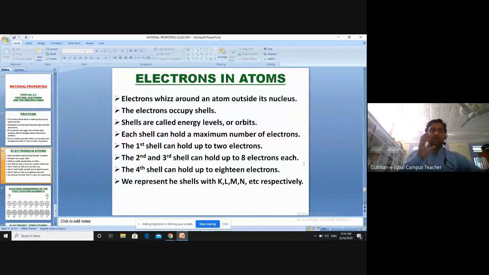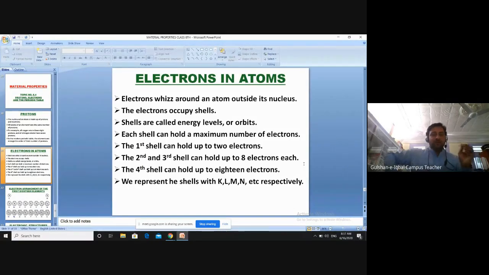Now how many electrons are left? 8 electrons are left, so we draw a second shell. How many electrons can occur in the second shell? Up to 8. So we draw the 8 electrons in the second shell. That atom will have 2 shells of electrons and a nucleus at its center.